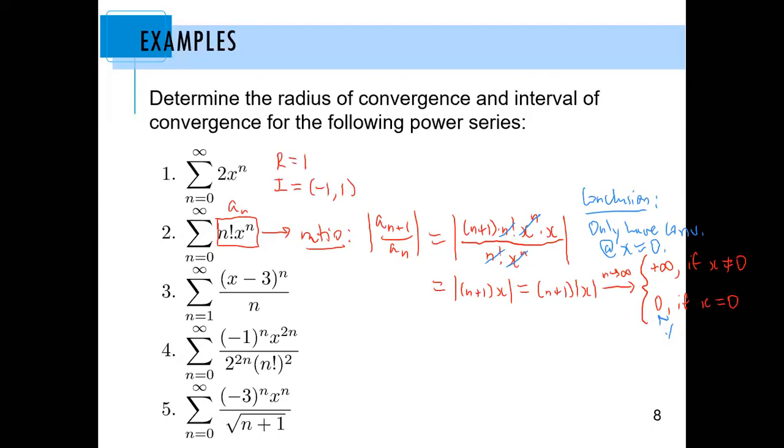Any questions on that? This was a less than symbol, by the way, just to be clear, that's less than 1. 0 is less than 1. So I obviously have convergence if x is 0, but not if x is different from 0. Yes, Maria.